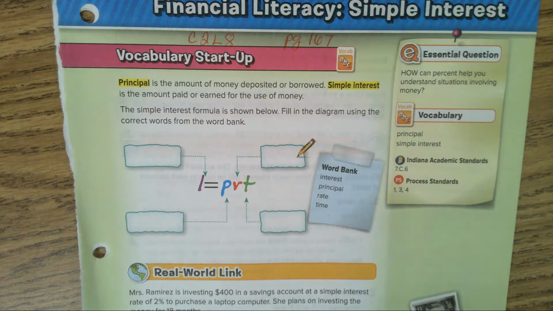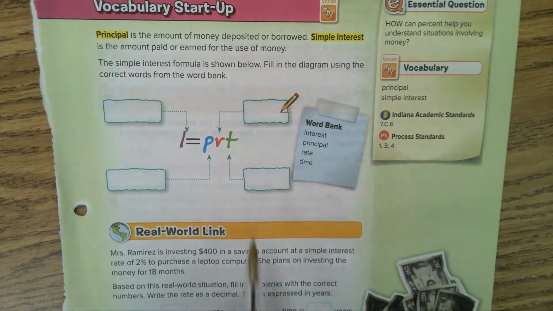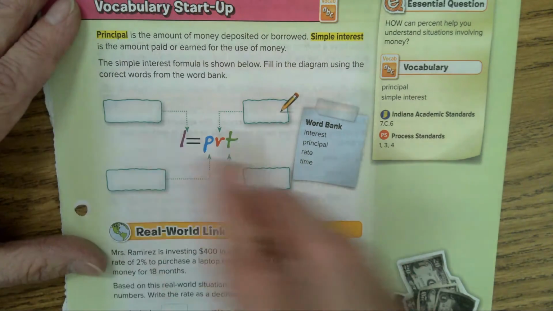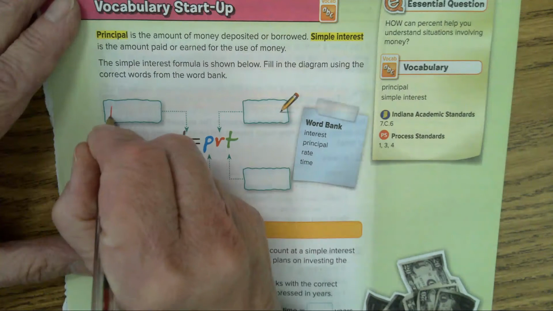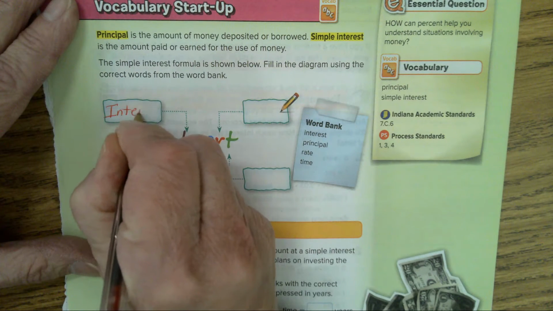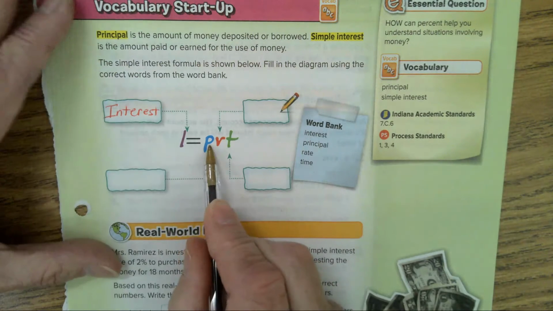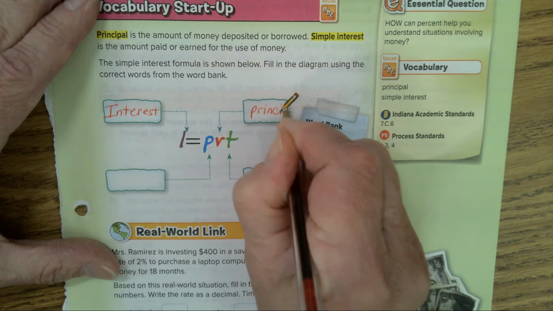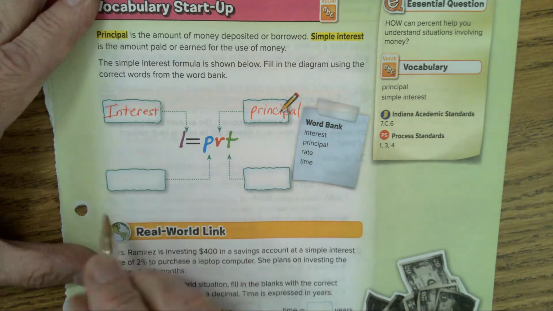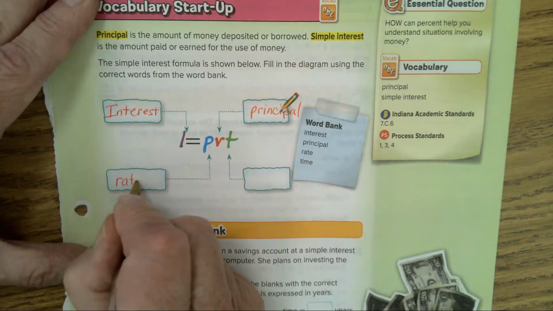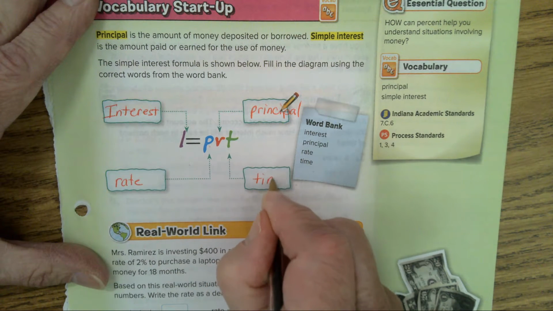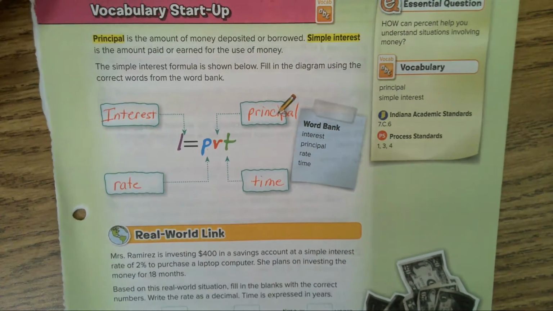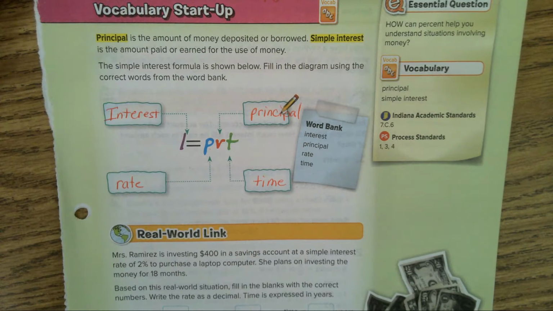Okay, now we need to talk about what these words mean. This is the formula. I stands for interest, so write the word interest by this one. P is principal. R is rate. And T represents time. How long are you going to have to pay this money back? The longer you have, the more money you will have to pay back to them. They're going to charge you more for borrowing money.